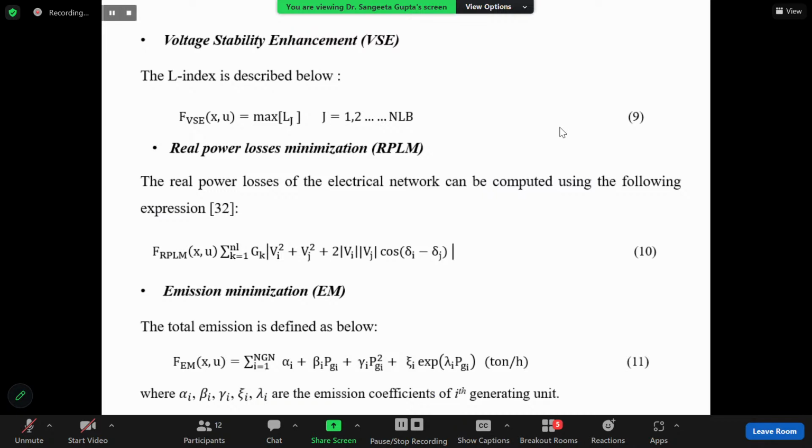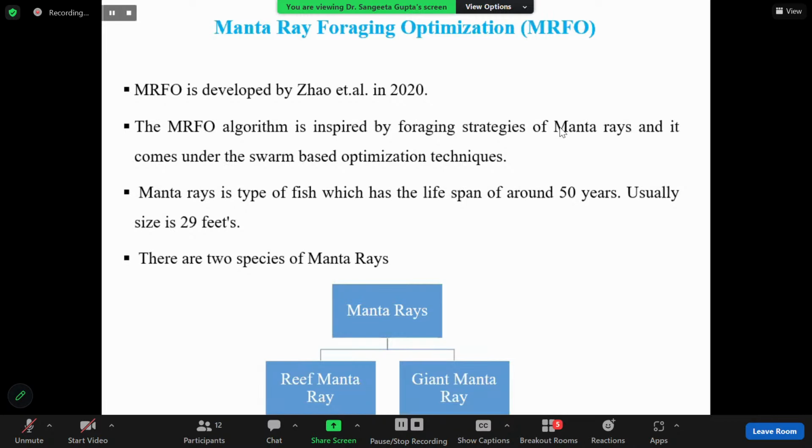These are the 5 optimization objective functions we have taken to validate the proposed algorithm. So basically the first optimization technique is the Manta Ray Foraging Optimizer, which was developed in 2020, and it is inspired by the foraging strategies of the Manta Ray.